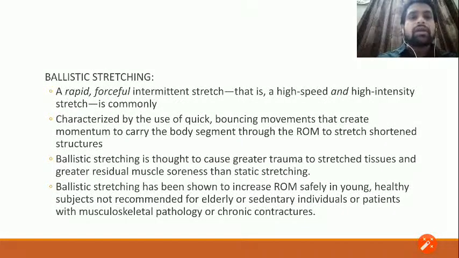Next is ballistic stretching. What do we mean by ballistic stretching? A rapid, forceful, intermittent stretch, that is a high speed and high intensity stretch, commonly characterized by the use of quick bouncing movements that create momentum to carry the body segment through the range of motion to stretch shortened structures. Ballistic stretching is thought to cause greater trauma to stretched tissues and greater residual muscle soreness than static stretching. Ballistic stretching has been shown to increase range of motion safely in young, healthy subjects, but is not recommended for the elderly and sedentary individuals, or patients with musculoskeletal pathology or chronic contractures.